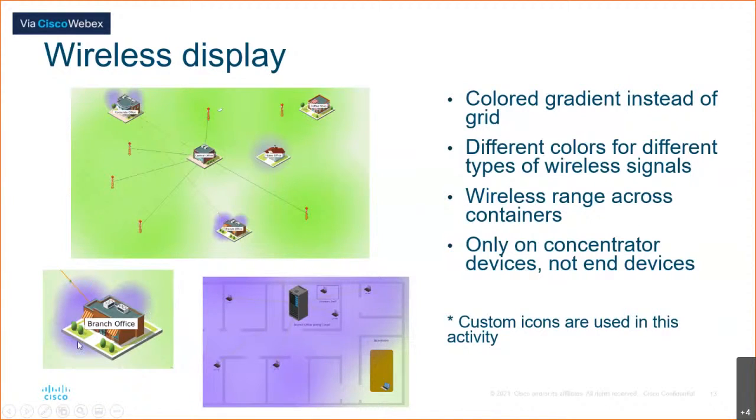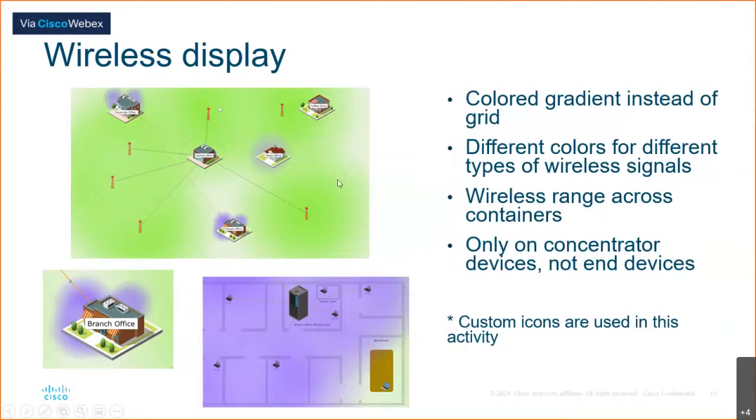So, for example, in this image, we have the branch office, and we can clearly see the Wi-Fi signal goes beyond the building, right, outside of the building. These ranges are only rendered and shown on the concentrator devices. They are not shown on the end devices.